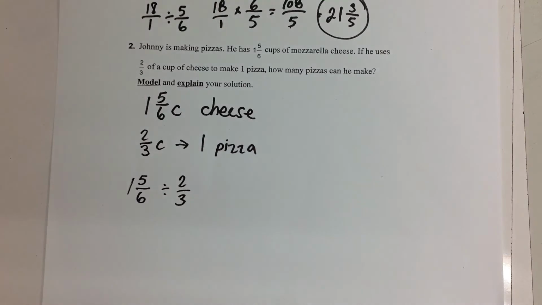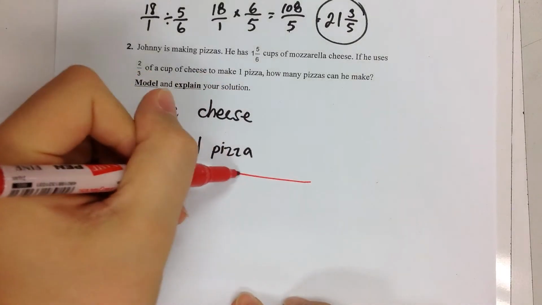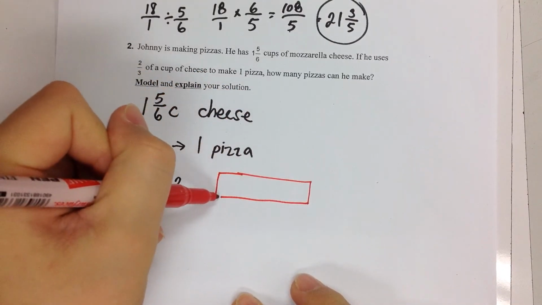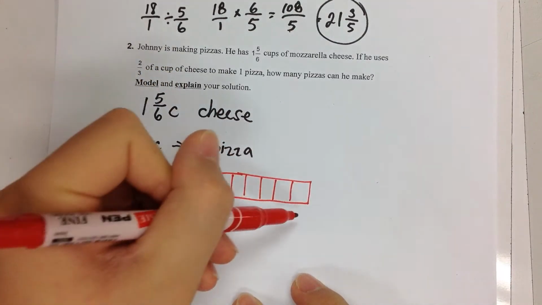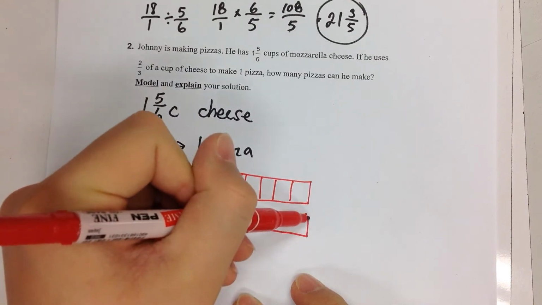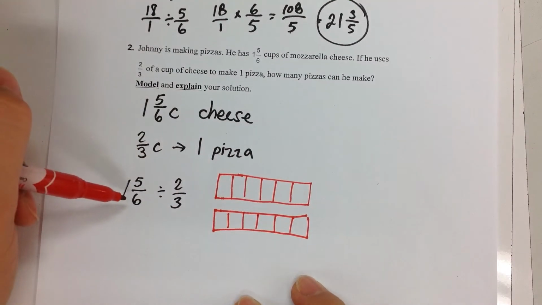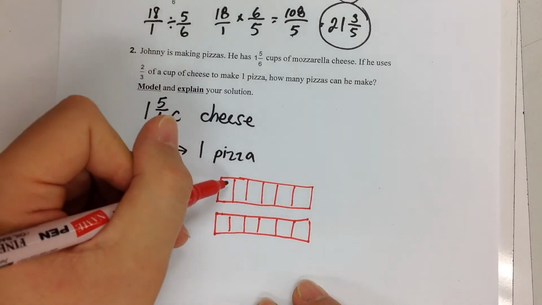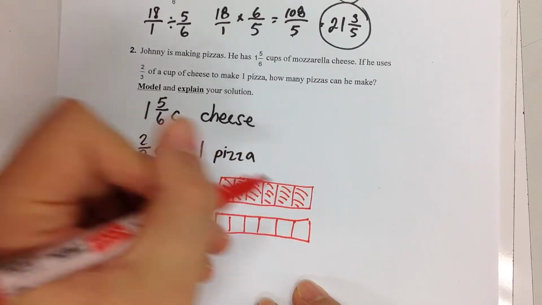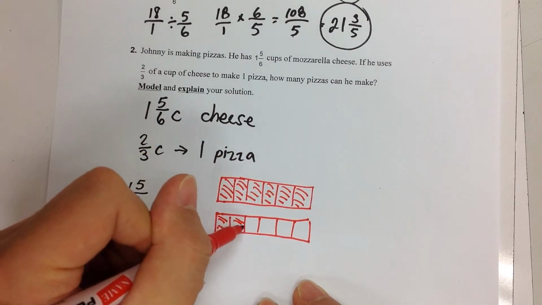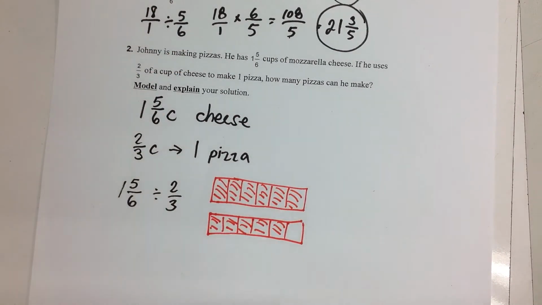So my model. I need to model the whole. What am I starting with? I'm starting with 1 5/6. So I'm going to draw one whole, and I'm going to split this into sixths. I'm going to draw another whole, split this into sixths. And I'm going to recall that I've got 1 5/6 cups, so I'm going to shade in one whole. And now I'm going to shade in my 5/6. There's 1, 2, 3, 4, 5. So I've got my one whole and 5/6.